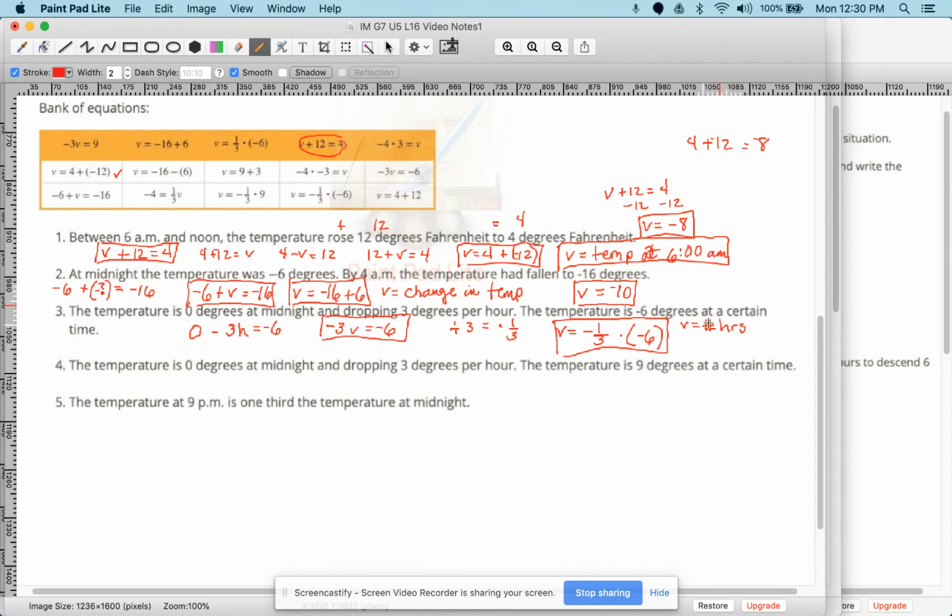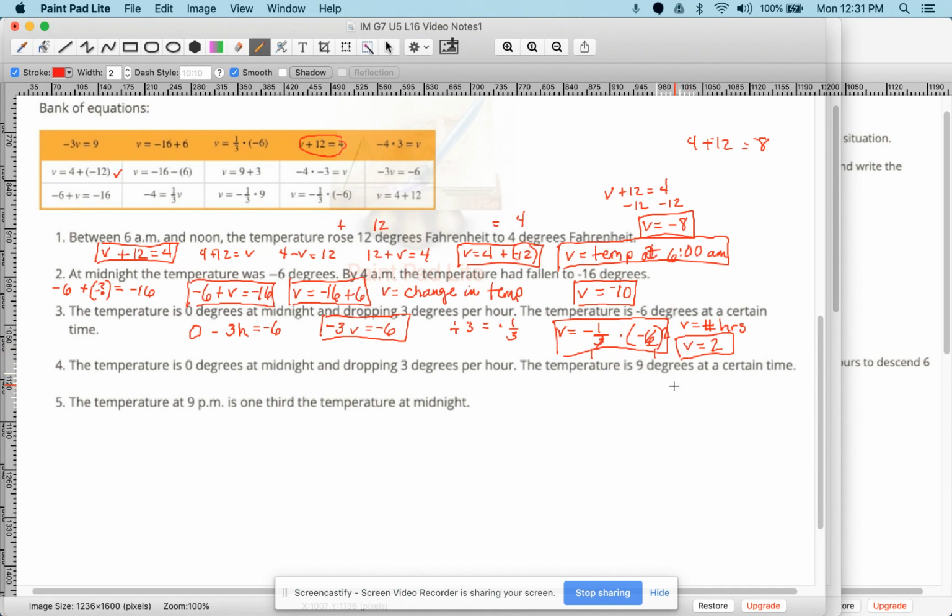And let's see, finally we need to solve it. So if I multiply negative 3 times negative 6, this is like negative 6 over 1. I can cross cancel. 3 goes into itself once. 3 goes into 6 2 times. Negative times a negative is a positive. So V equals 2 hours.